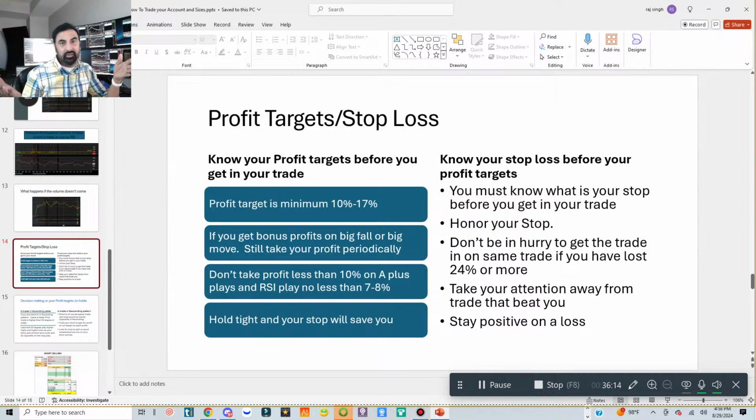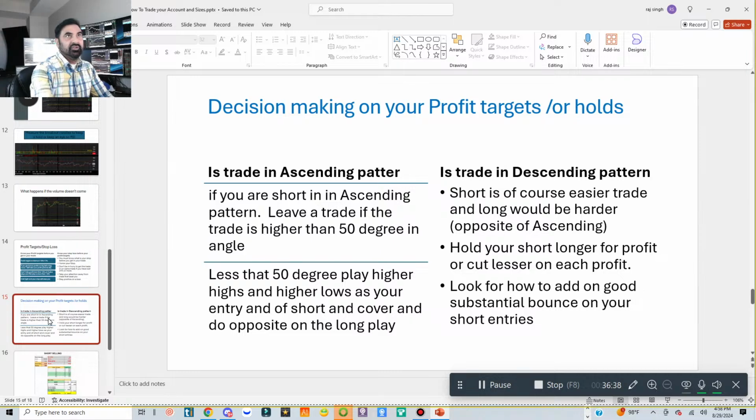Stay positive on a loss. Look for something else. 2 days ago, nothing came. Unusual day. Only 2 tickers were traded. One gave us 15% profit. The other one, we were on the wrong side. And we ended up losing 1,400 for the day. But when we make 10,000 plus in a day, 1,400 is fine. Just let it be. There are no trades available. Okay. So now, the decision making on your profit targets and holds. These are the keys. Okay. You should remember this.